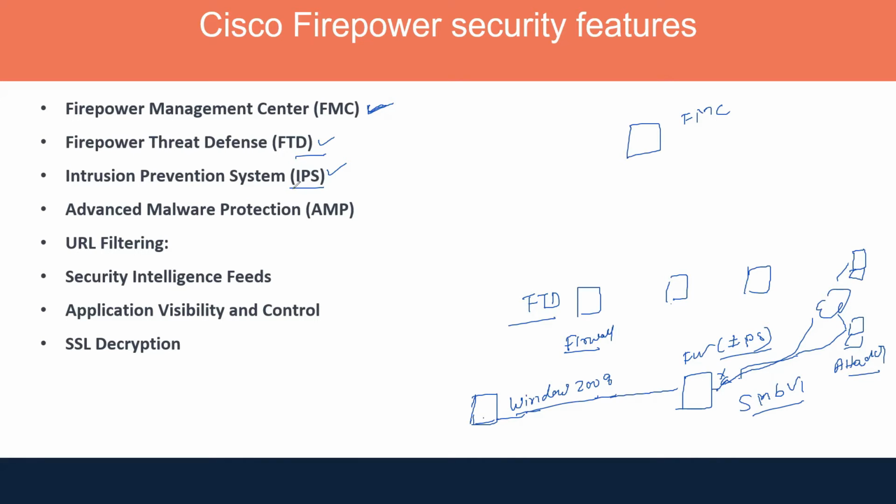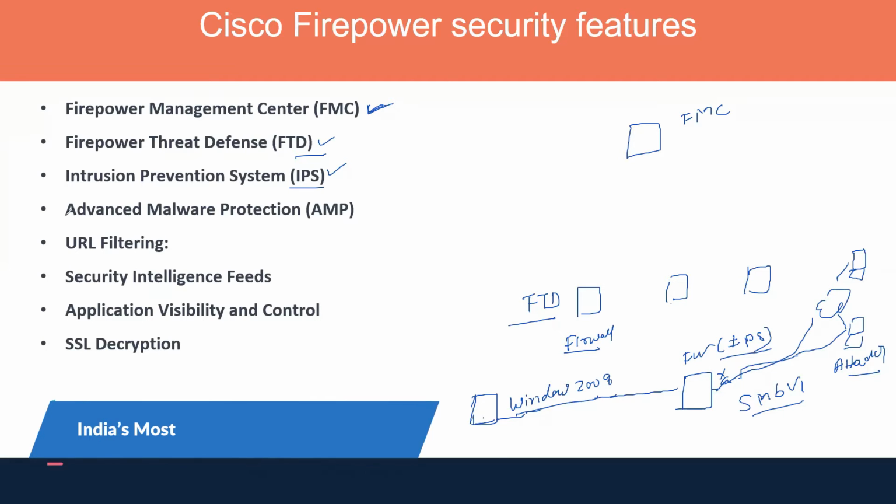So if somebody is trying to exploit your network vulnerabilities or operating system vulnerabilities, your intrusion prevention system would be able to protect against those exploitations or those vulnerabilities.